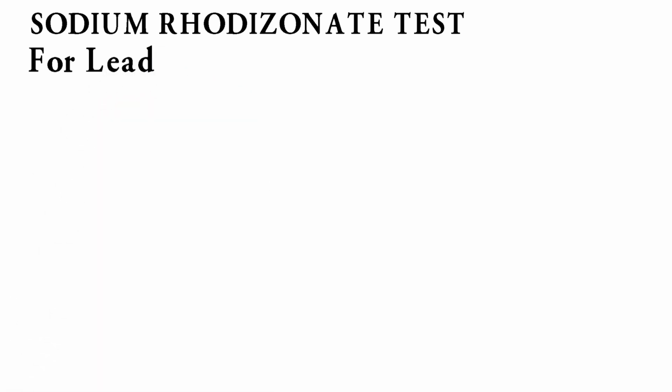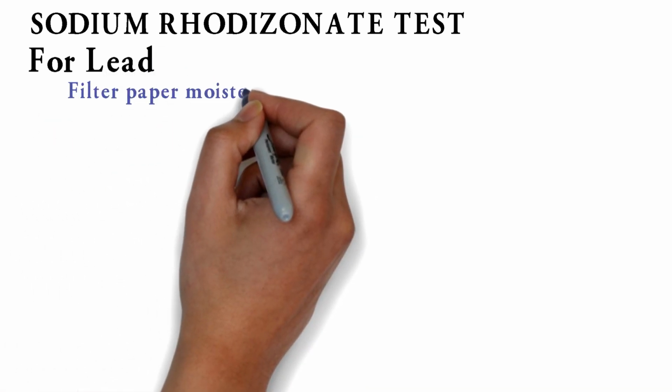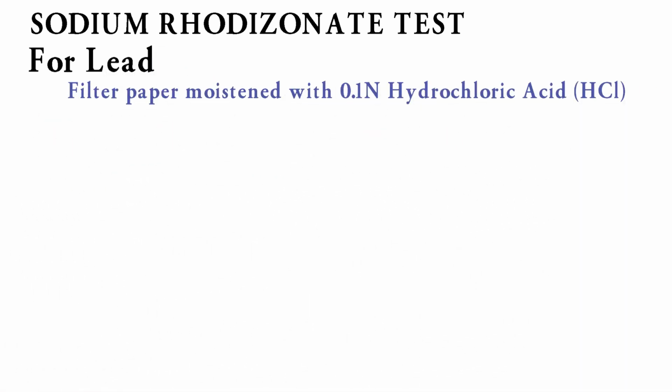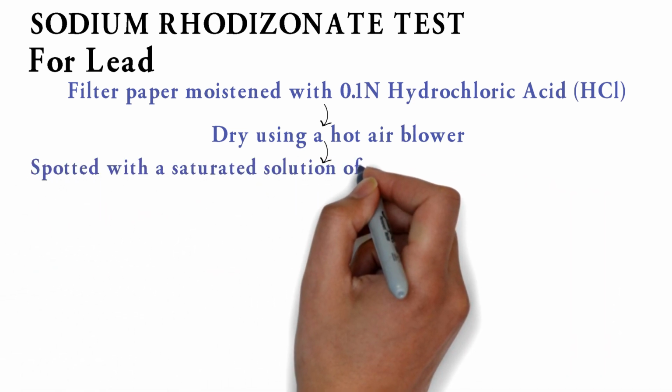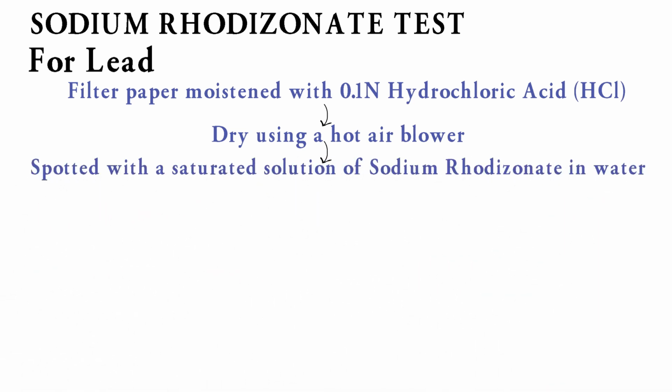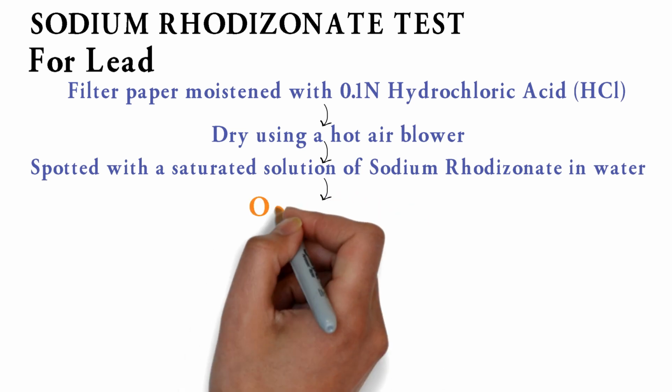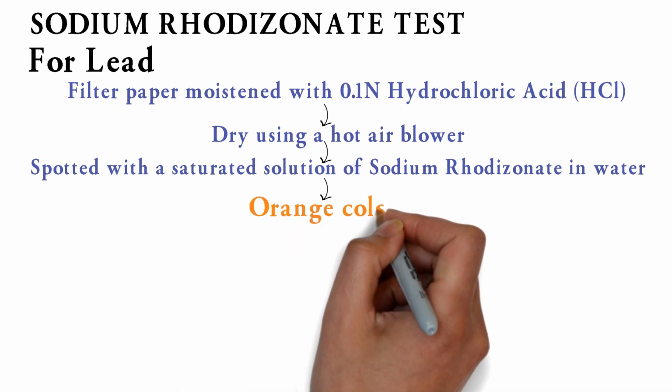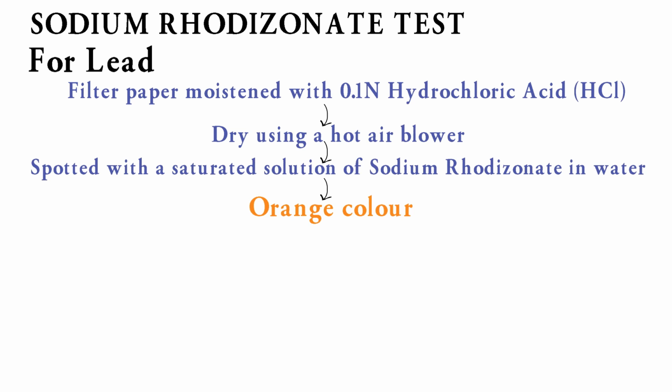In this test, the filter paper, which is moistened with 0.1 normal hydrochloric acid, is dried using a hot air blower. It is then spotted with a saturated solution of sodium rhodizonate in water, which gives an orange color. This reaction may indicate lead or a number of other possible heavy metals.